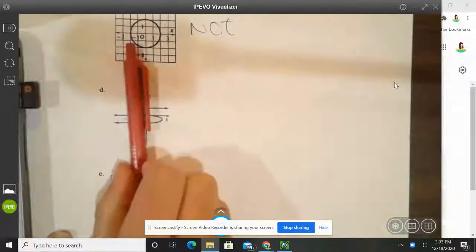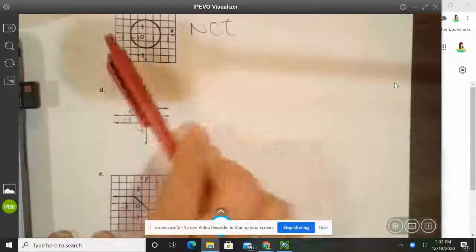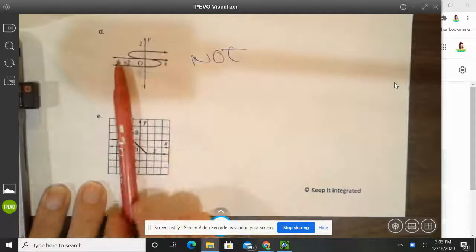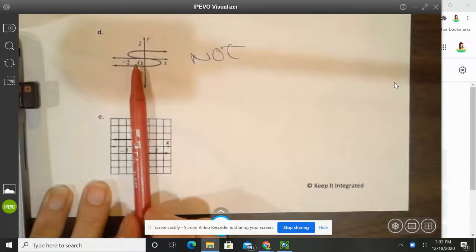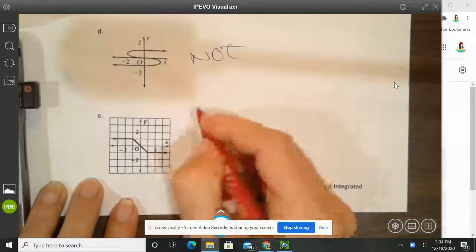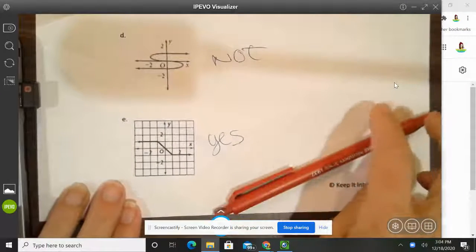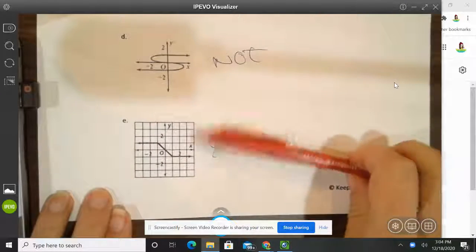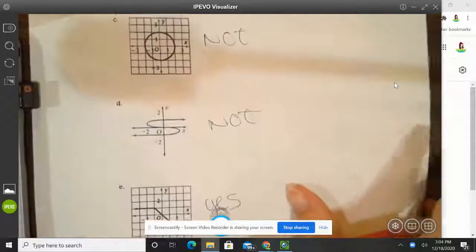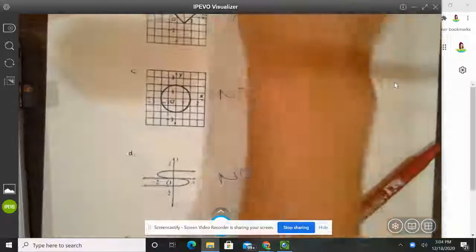Definitely not a function. That's not even 2 points. That's 3 points on the same line vertically. So not a function. And then, yes, this is a function. If you move the pencil here and use the vertical line test, it shows that there is 1 x for every y. So yes, this is a function. So that's pretty much what you're doing this week, just identifying whether a relation is a function or not, and using maybe a mapping strategy or graphing. I hope these help.